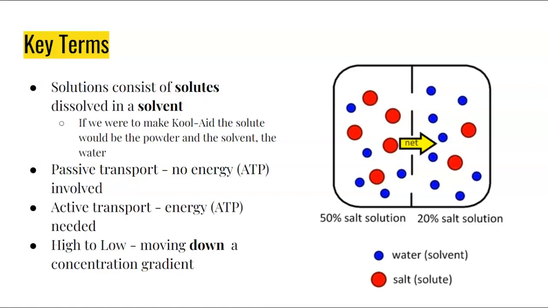And then when we say something is moving from high to low, it's moving down a concentration gradient. So in this picture over here, 50% salt solution to 20% salt solution. 50% is higher, 20% is lower. So it's going to move from the higher amount to the lower amount. So we are moving these salt particles across the membrane, that's this dotted line, but it's moving from the high concentration to the low concentration. So it's moving down the concentration gradient.